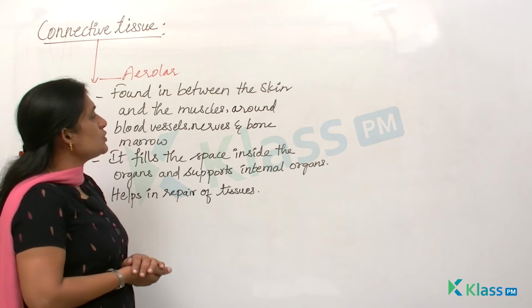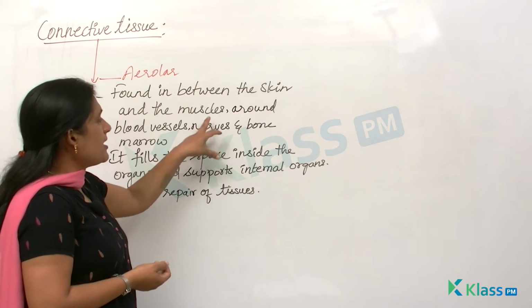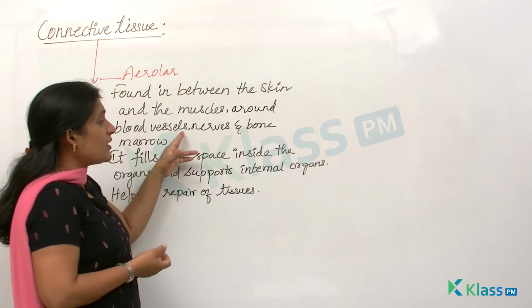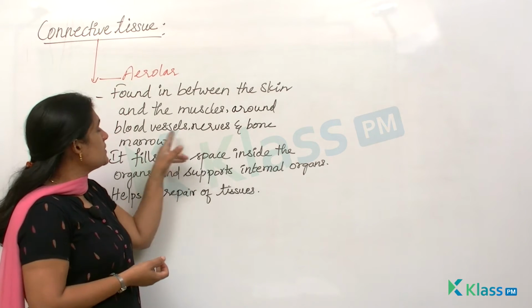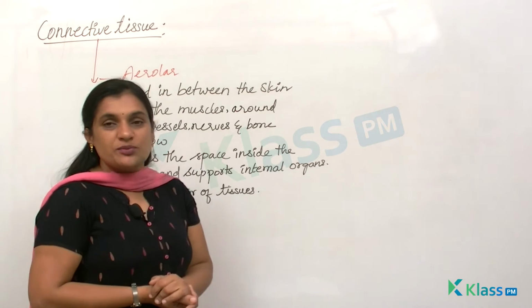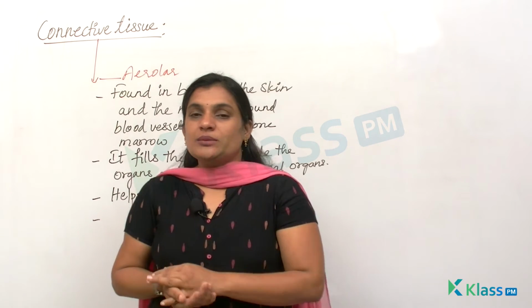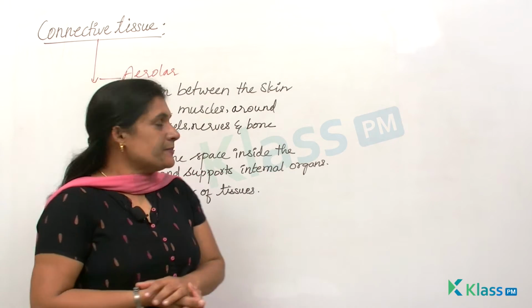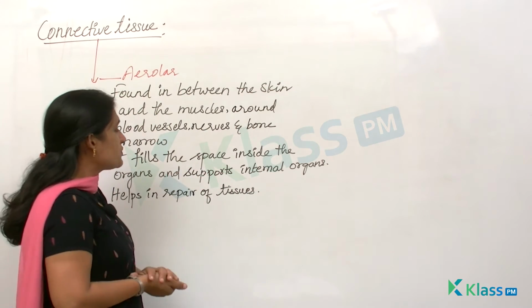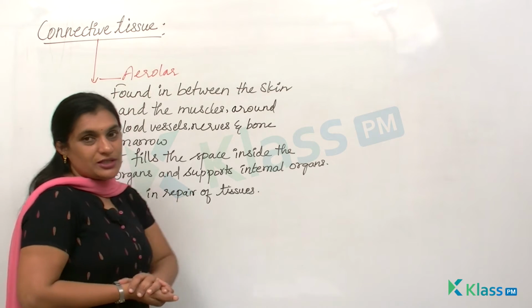Areolar tissue is usually found between the skin and the muscles, and it is found around the blood vessels, nerves and bone marrow. Hope you all know what bone marrow is, right? Bone marrow is the place for the origin of blood cells. It will also fill the space inside the organs and support internal organs.